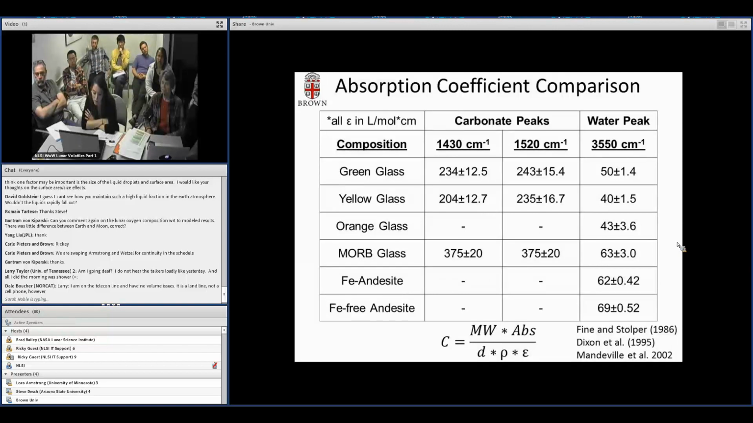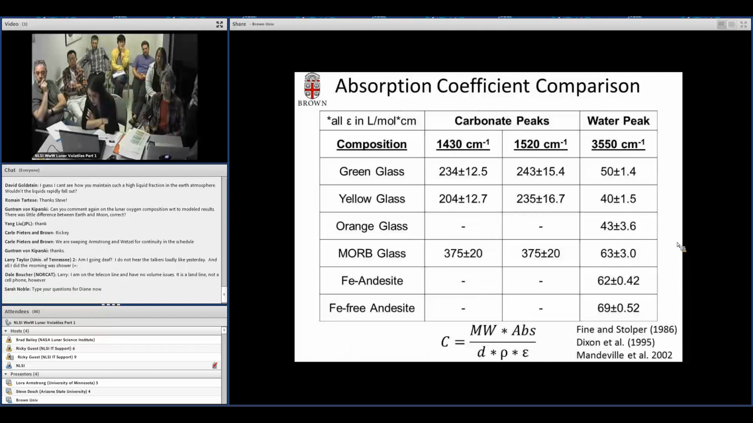And like I said, these are compositionally dependent, and this is really shown well in terms of Mandeville et al. 2002, their study on andesitic compositions where they looked at iron-free versus iron-bearing. And you can see from the water coefficients that as you increase the amount of iron in your system, then the absorption coefficient decreases. And this is consistent with what we see for the lunar glasses, which have much higher iron contents than terrestrial values.